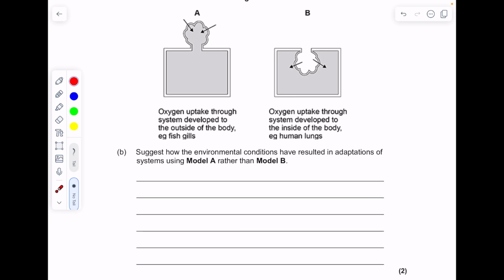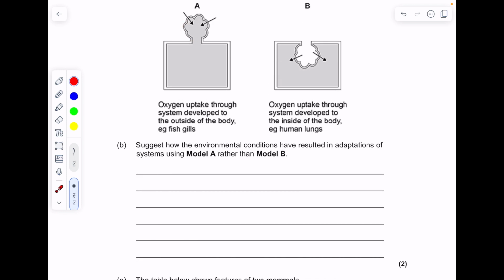Suggest how the environmental conditions have resulted in adaptations of systems using Model A and Model B. Well, we've got to think about where these two organisms live. Fish live in water, and water is denser than air, meaning that water supports the presence of gills in fish, whereas mammals live in air. You could have also pointed out that water contains a lower oxygen concentration compared with air, and therefore having this system where the gas exchange surface is on the outside counteracts the issue with the lower oxygen concentration in water, because it provides a larger surface area for gas exchange to take place over.